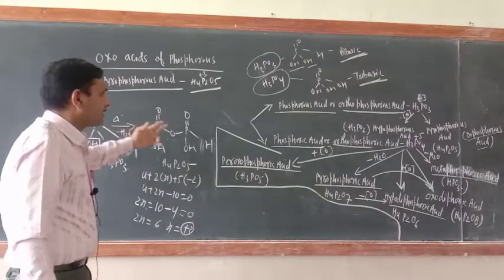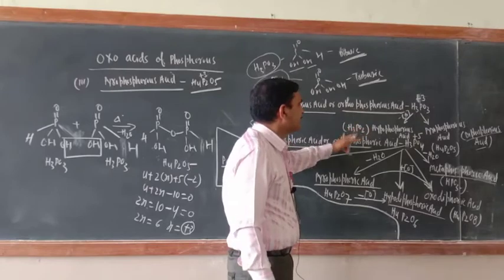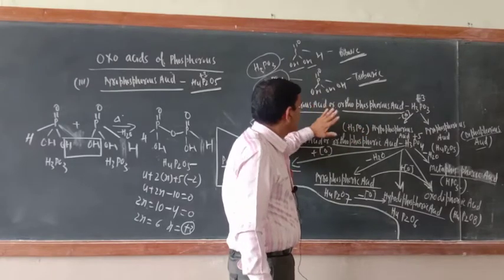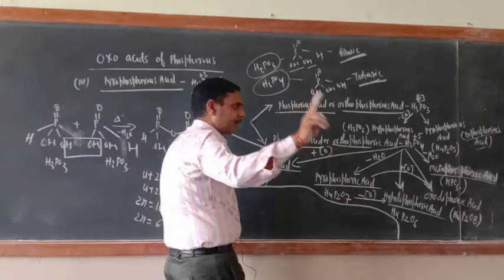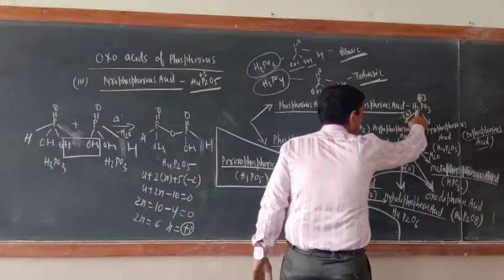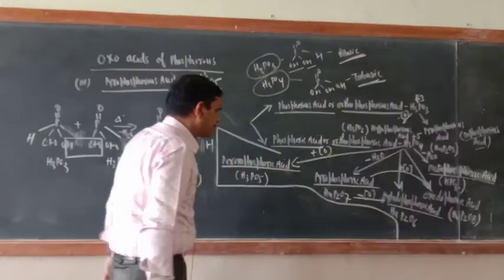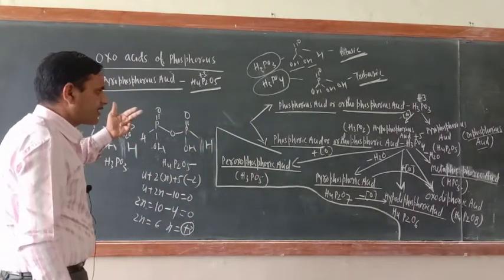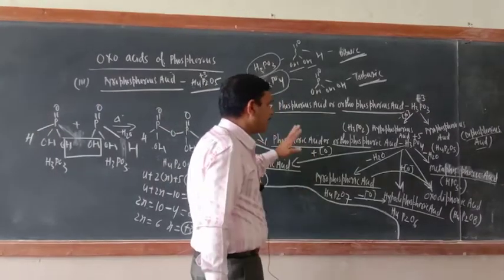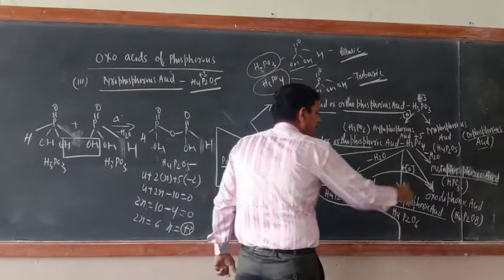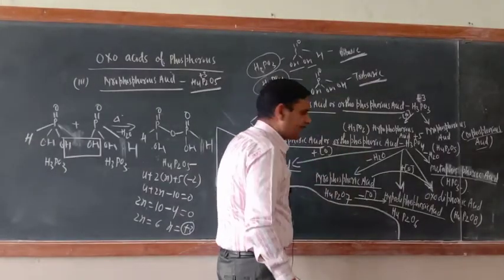In this way, the phosphorus acid or orthophosphorus acid category of oxo acids is completely covered. Three are there: the first one is the parent one only, and the remaining two are hypophosphorus acid and pyrophosphorus acid. Now let us check the phosphoric acid. From phosphoric acid, how many can be derived? 1, 2, 3, 4, 5. Five can be derived.